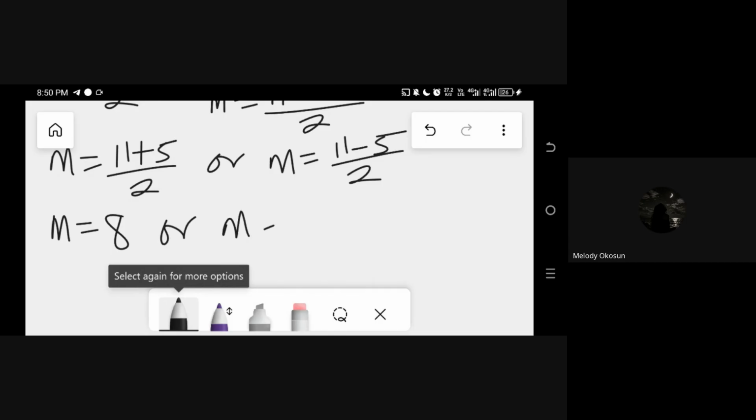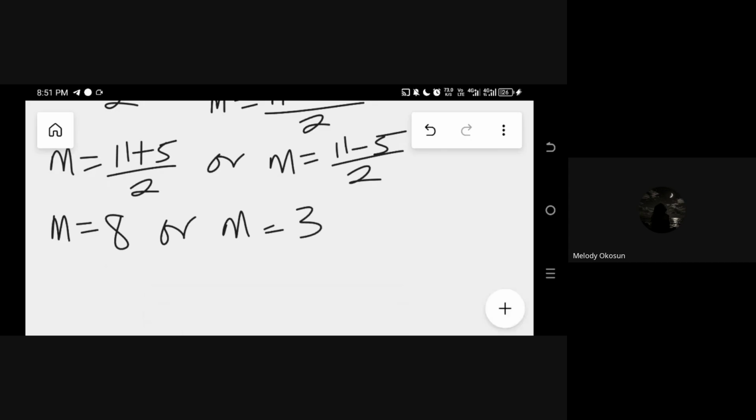Or m equals 11 minus 5 is 6. 6 divided by 2 is 3. So m is equal to 8, or m is equal to minus 3. These are the results. m is equal to 8, or m is equal to minus 3. Take note there.